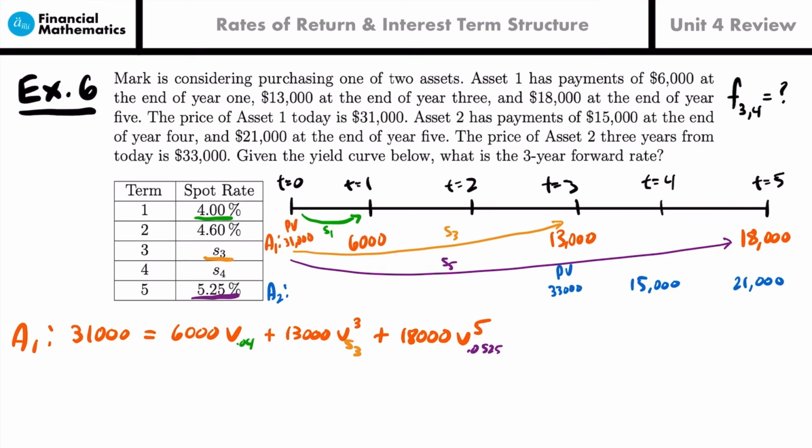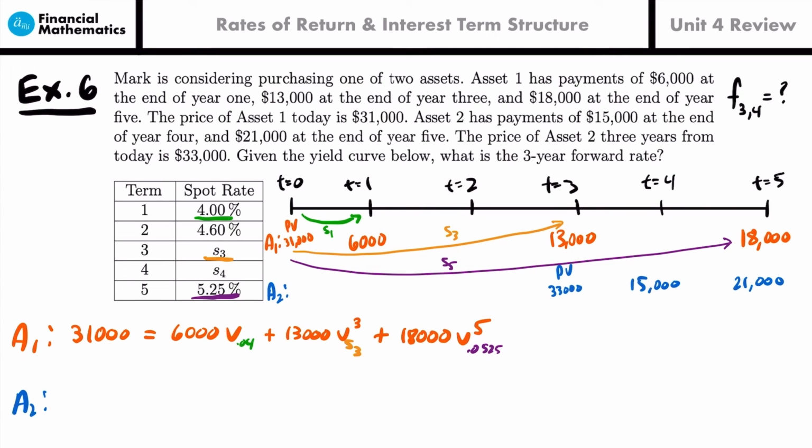So we could probably solve for it if we need to. In fact, we will probably have to do that later on. But before we do that, let's just set up an equation for asset 2, like we did for asset 1. And for asset 2, the present value is not valued at time 0, it's valued at time 3. So things get a little bit tricky here.